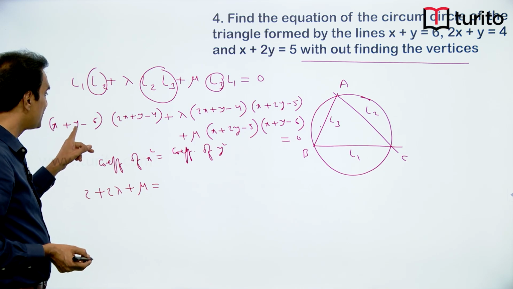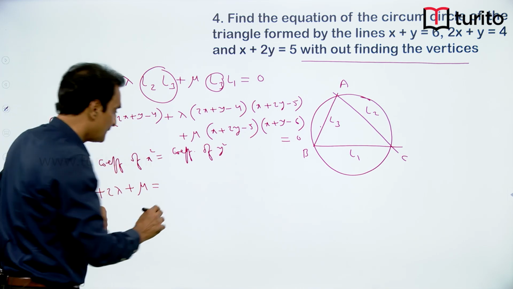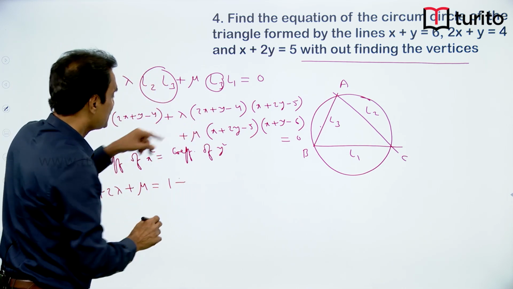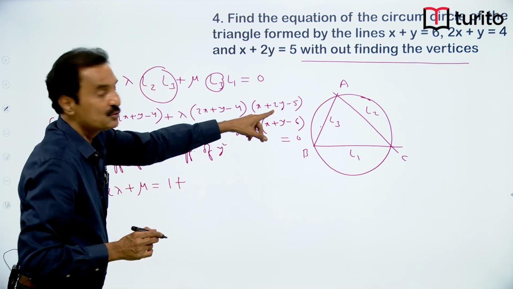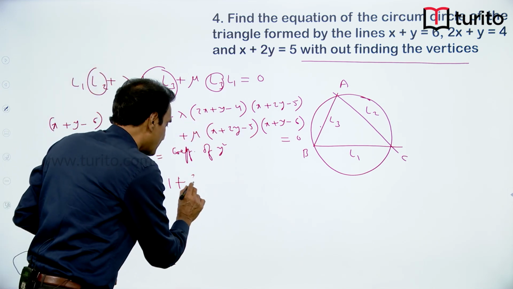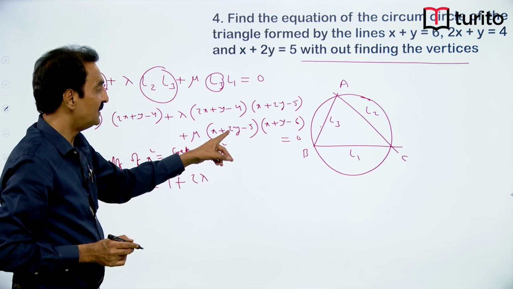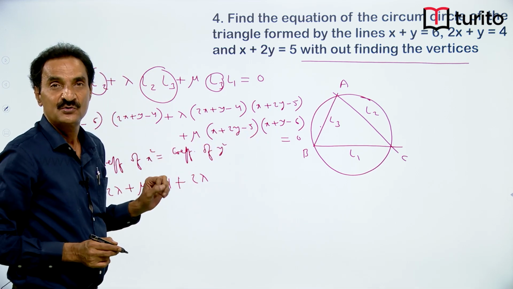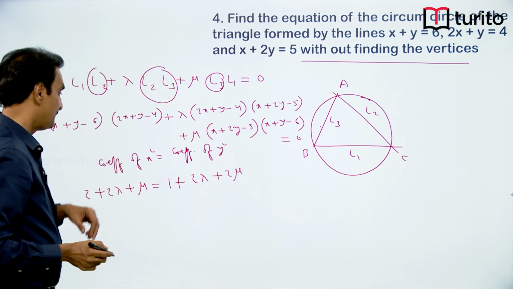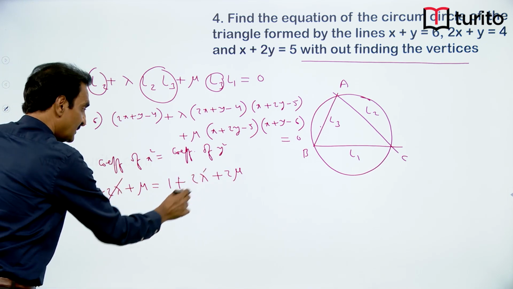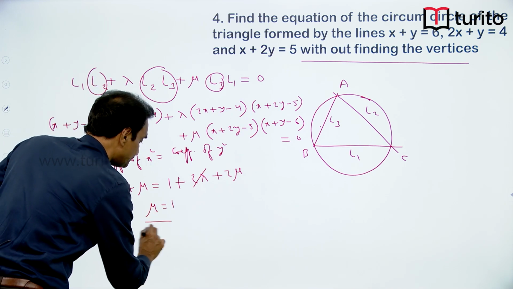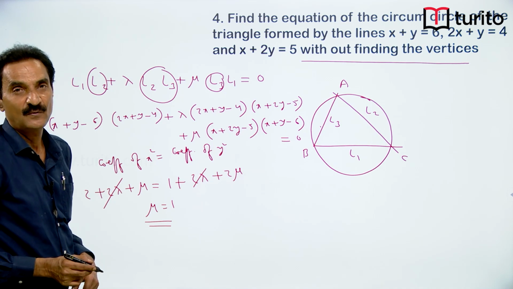What is the coefficient of y square in the first term? Y into y, y square, coefficient is 1, plus in the second term, coefficient of y square, y into 2y into lambda, that is 2 lambda y square, coefficient is 2 lambda. In the third term, 2y into mu, so 2 mu will be the coefficient, plus 2 mu. Then we get, 2 lambda cancels, we will get mu is equal to 1, mu is equal to 1.